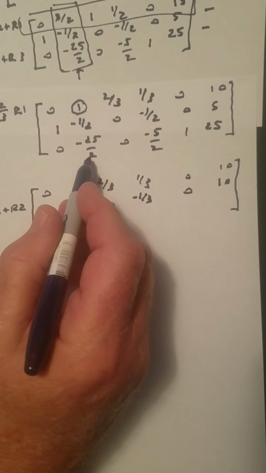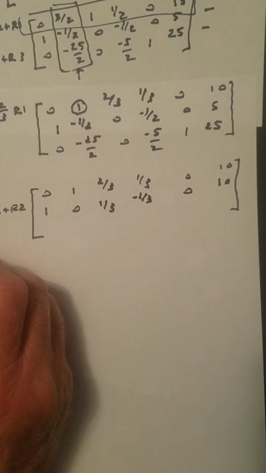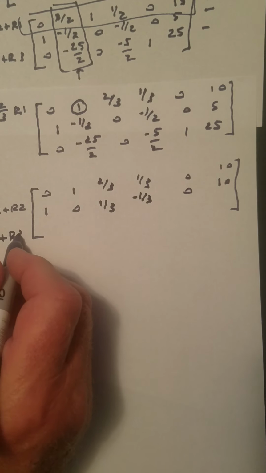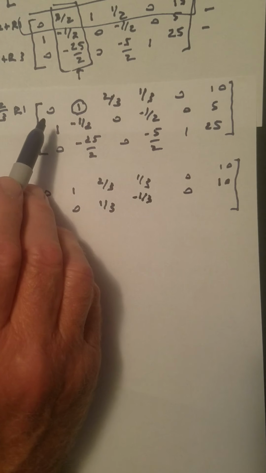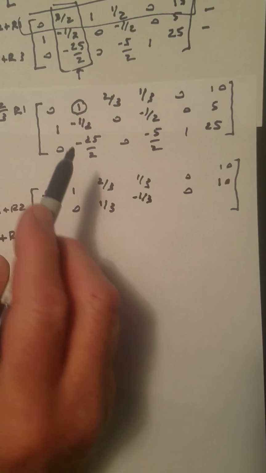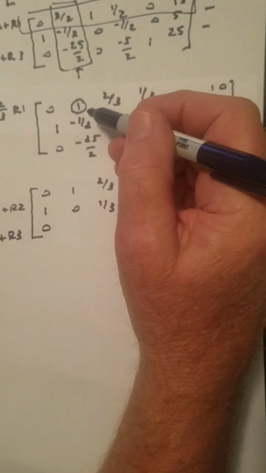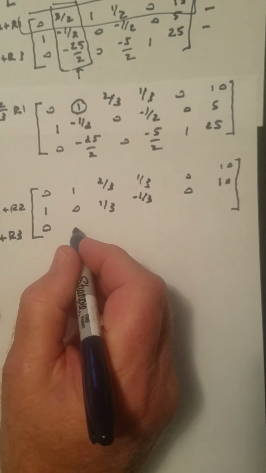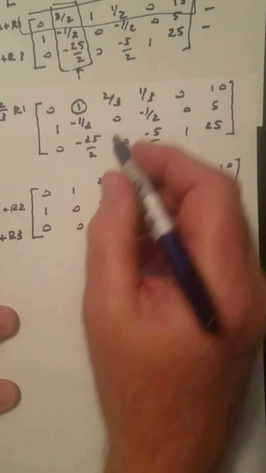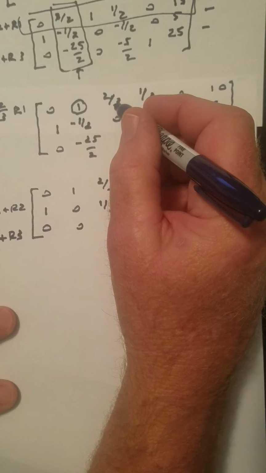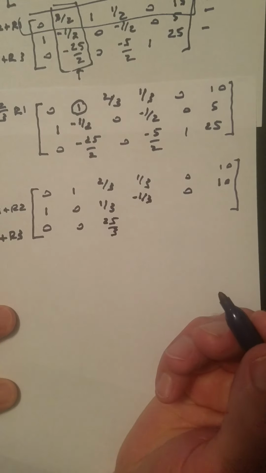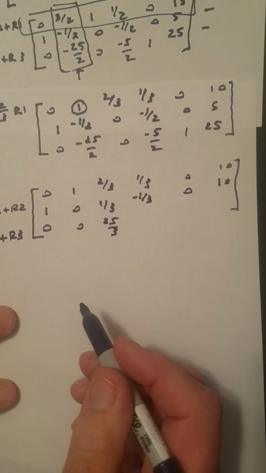And now we go to the bottom row. So I've got to multiply by 25 over 2 times row 1. Add that to row 3. 25 over 2 times 0 is 0, plus 0 is 0. 25 over 2 times 1 is 25 over 2, plus negative 25 over 2 is 0. 25 over 2 times 2/3. The 2's drop out. That's going to be 25 over 3. Now it's going to get a little crazy.